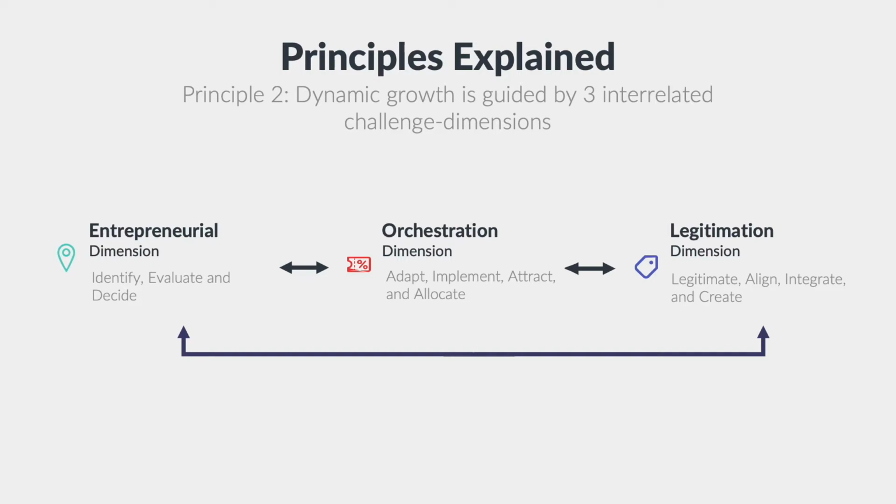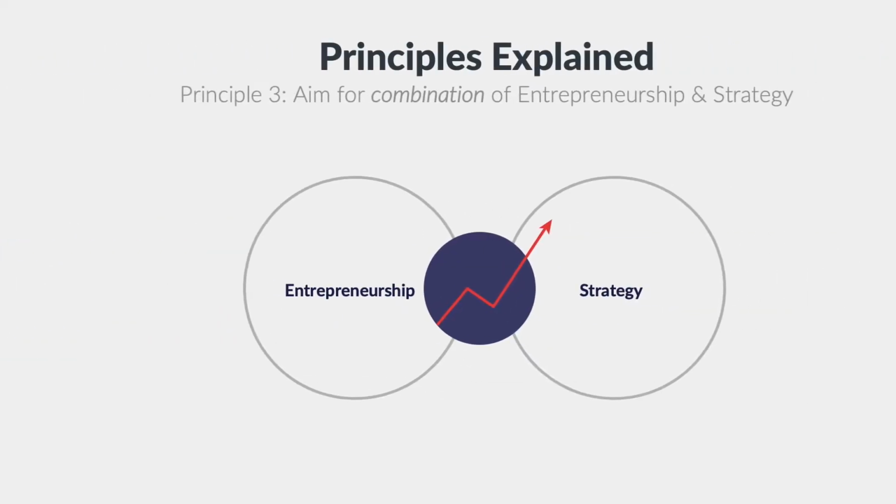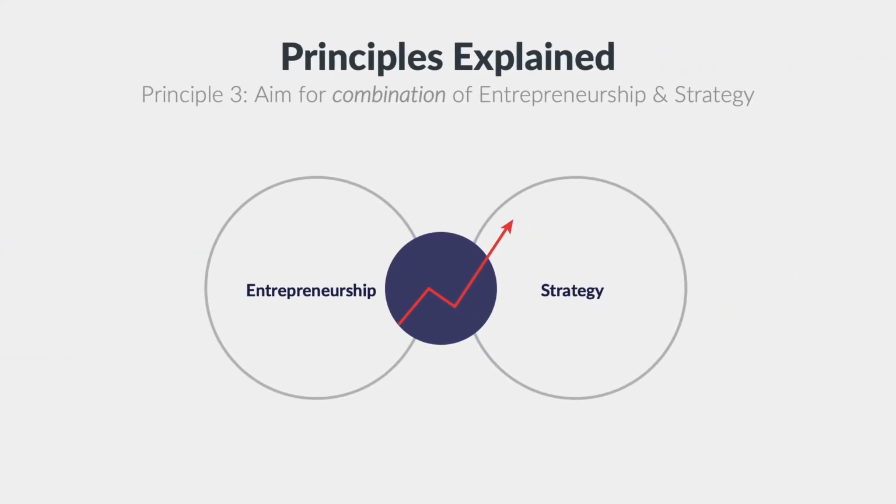Finally, the legitimation dimension covers the widely acknowledged difficulties of legitimation, internal and external alignment, and integration between customers, employees, and external stakeholders. Tackling these challenge dimensions demands firms to build capabilities to enable their confrontation. How do we know what capabilities are critical, however? The third principle answers these questions for us.